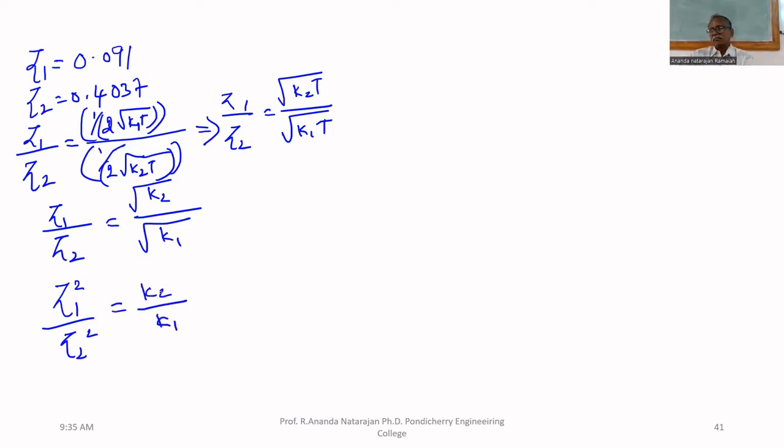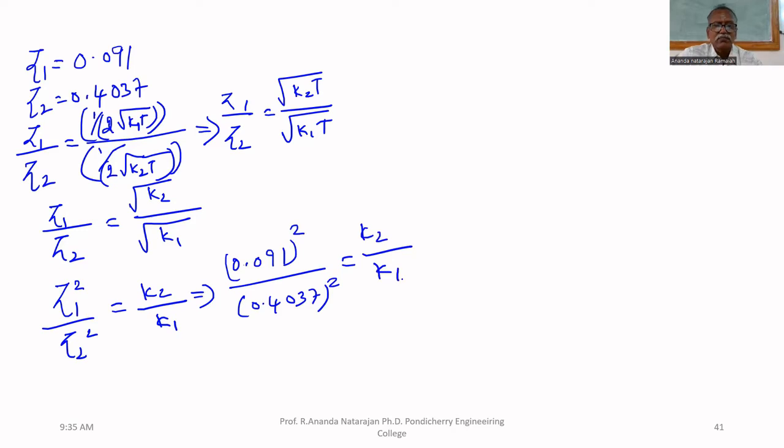That ratio we have to find. Zeta 1 square, 0.091 whole square, divided by 0.4037 whole square, equal to k2 by k1. Therefore, by what factor do we have to reduce K? K2 equal to that factor times k1. K1 is higher. That's why more oscillation. So from that we can understand two things. First, let us find what is that value.